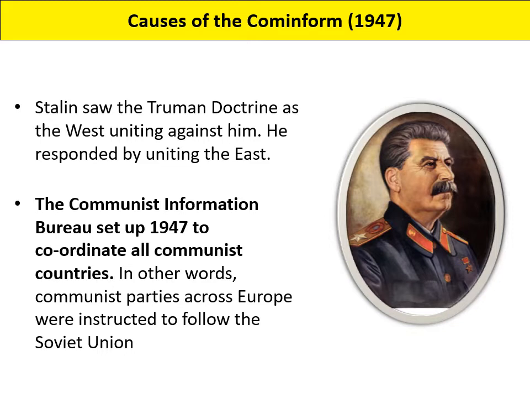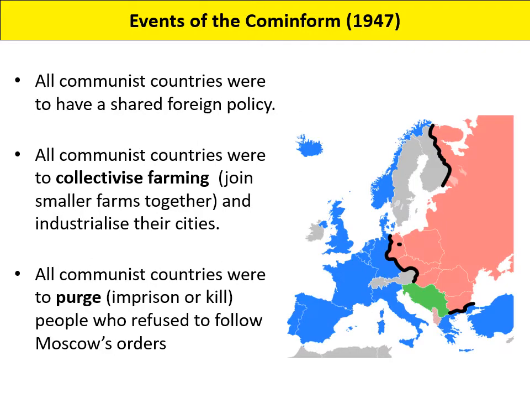It's called the Communist Information Bureau, but I'm never going to use that. We're just going to call it the Cominform. The point of the Cominform is to coordinate or match up all of the communist countries and even communist parties in non-communist countries. So the communist parties of Britain and France were told to follow the instructions of the Soviet Union Cominform. All communist countries, therefore, were to have a shared foreign policy.